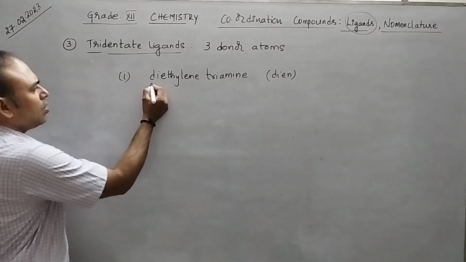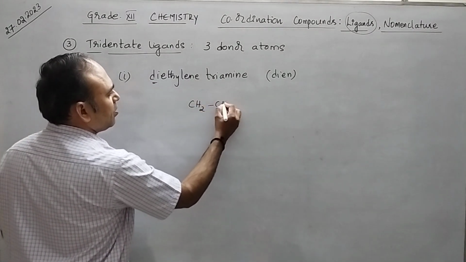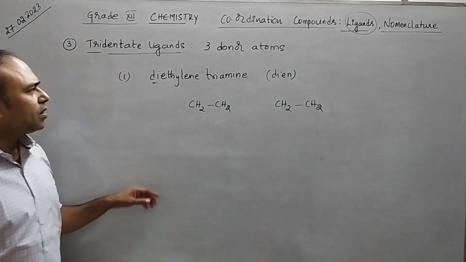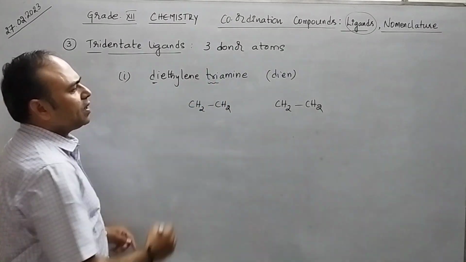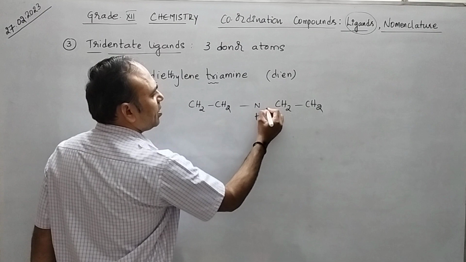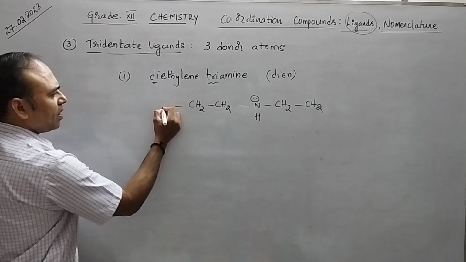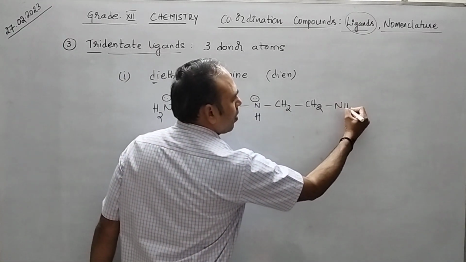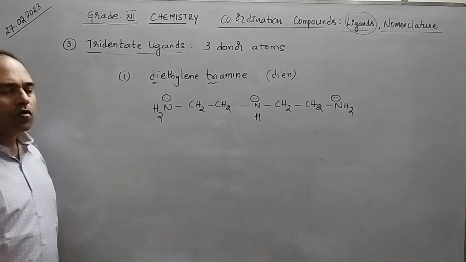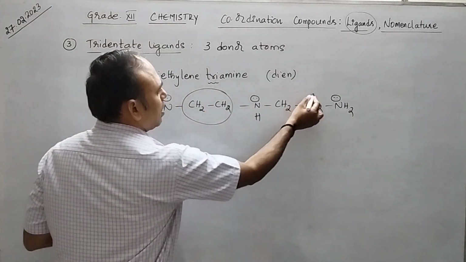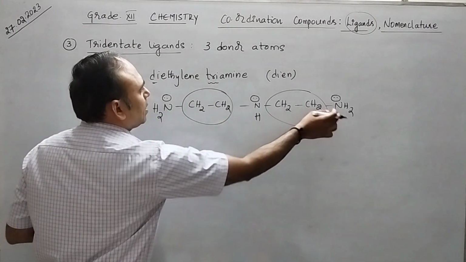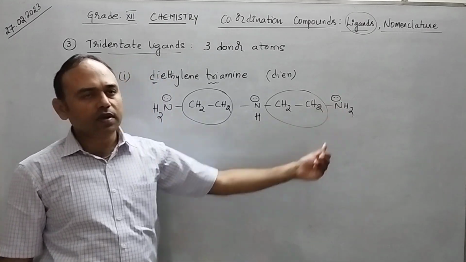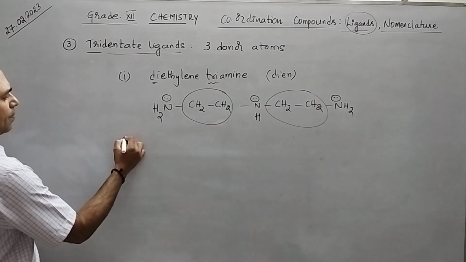First write two ethylene groups, CH2 CH2, leaving a gap, CH2 CH2. Now how many amine groups are there? 3 amine groups. Hence we can write NH here, one lone pair. On the other side, one amino group, and here the third amino group. So hope you have understood this. We have diethylene and triamine. Here what are the 3 donor atoms? First nitrogen, this is second, and this one is the third donor atom. Hope you have understood this example.